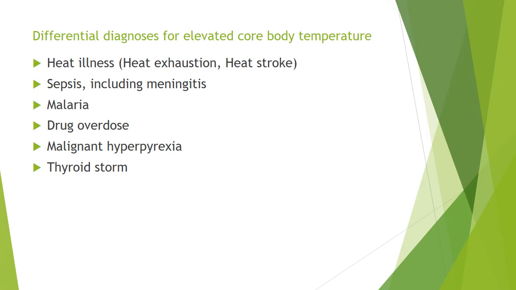So, what are the differential diagnoses for elevated core body temperature? One is obviously fever, where there is an elevated body temperature. Others are heat illness, heat exhaustion, heat stroke, sepsis, including meningitis, malaria, drug overdose, malignant hyperpyrexia, and thyroid storm. In these conditions, the temperature actually increases very high.